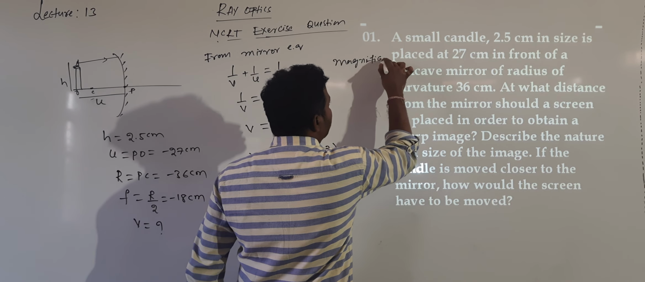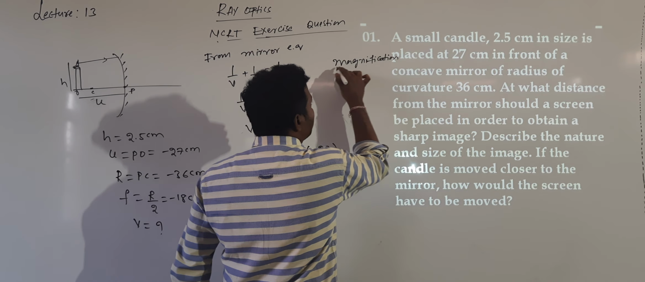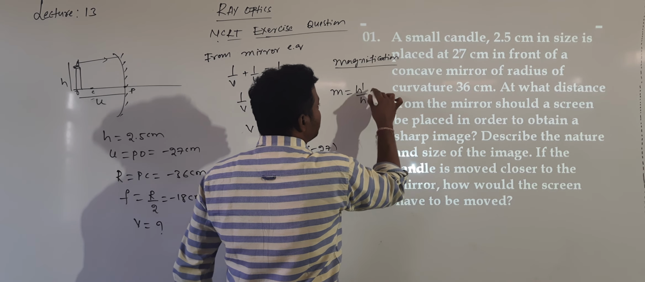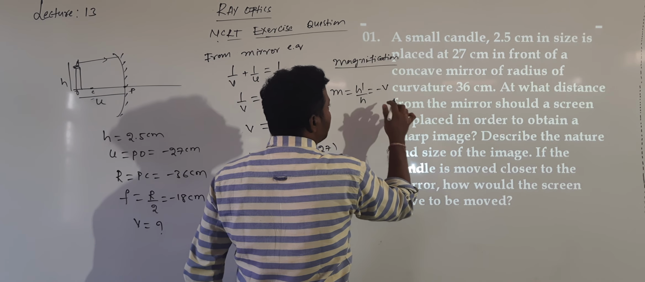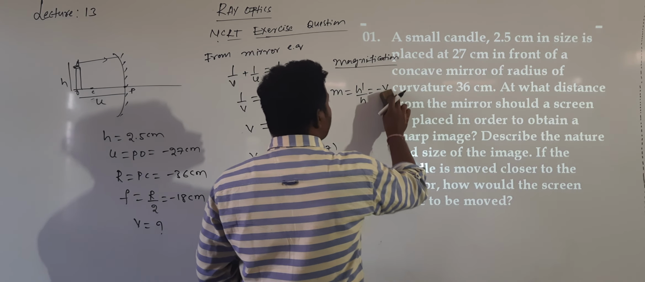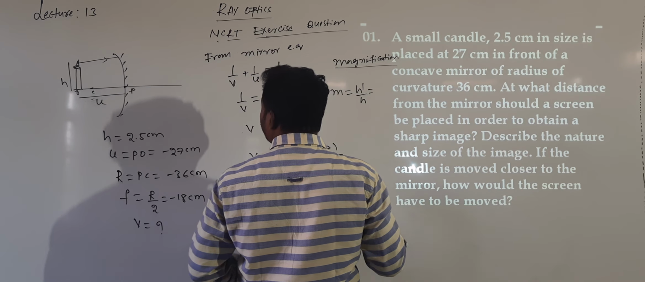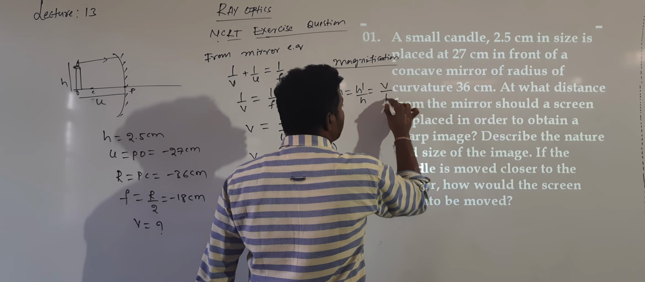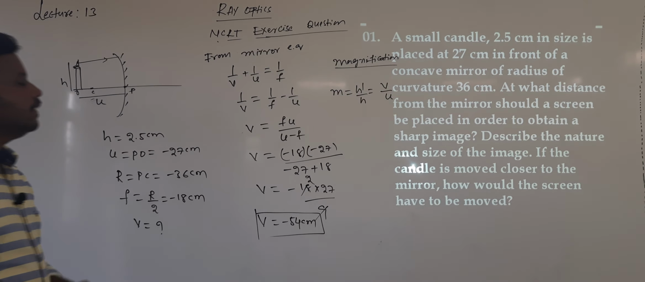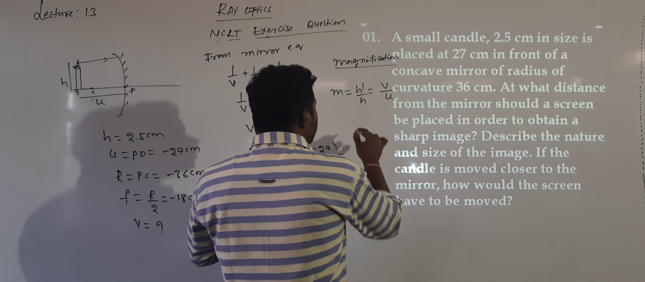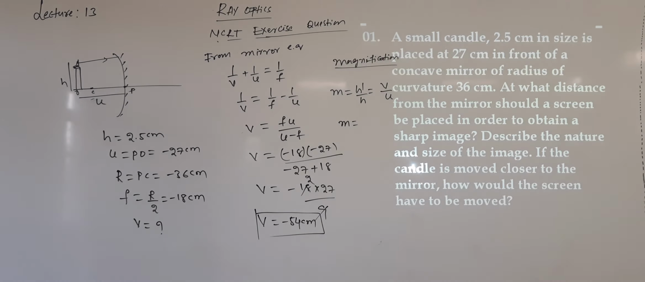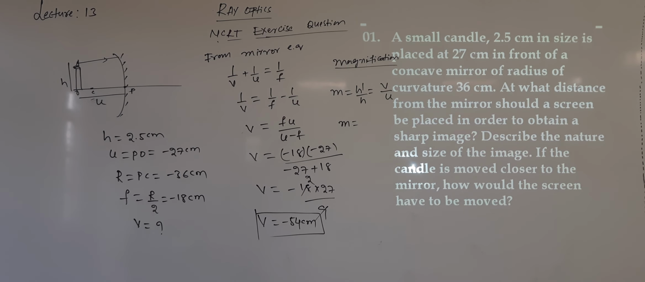The magnification of a concave mirror is given by the formula m = h'/h = -v/u, that is, the size of the image divided by the size of the object. So here I will get the magnification value.